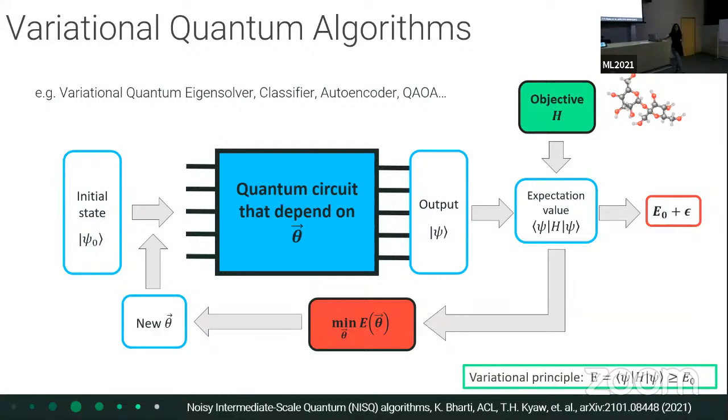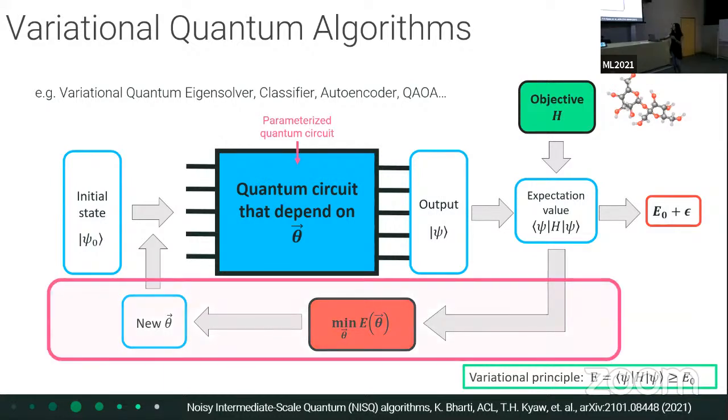These algorithms are also called hybrid quantum-classical algorithms because this part here is classical. It's a classical optimization. We are enhancing our quantum computer with a classical subroutine. This classical subroutine will be, for instance, one of the well-known classical optimizers, an Adam optimizer or a gradient descent one, that will propose a new set of parameters. And by repeating the process over and over, eventually we hope to converge to an approximation of the ground state.